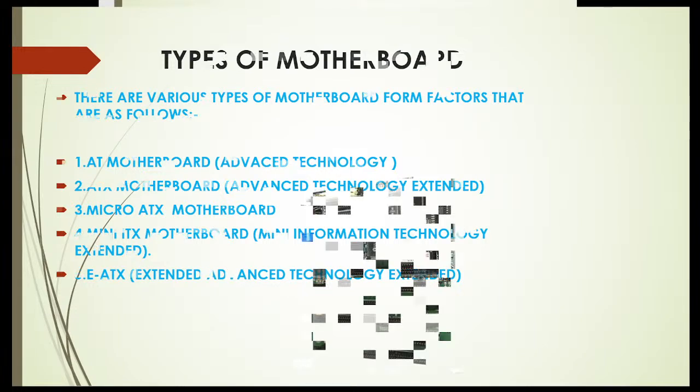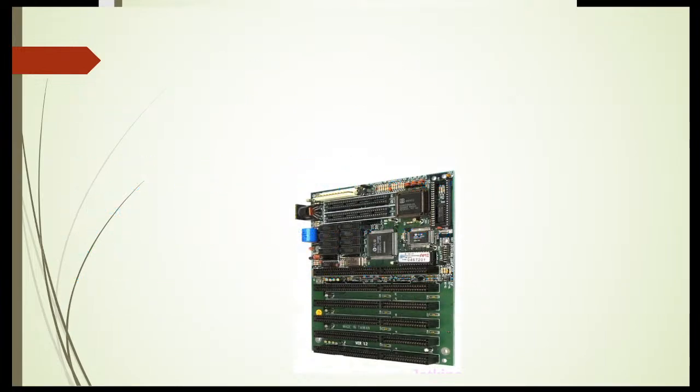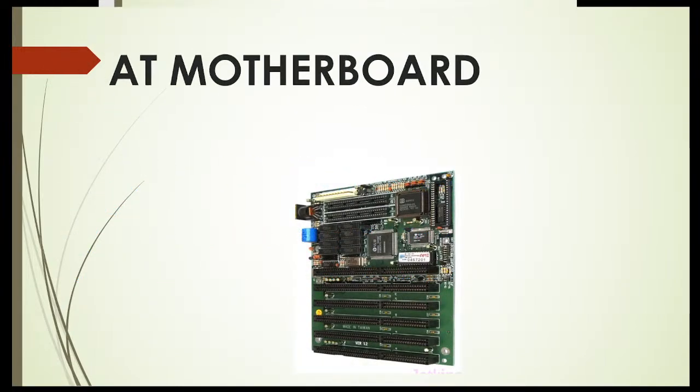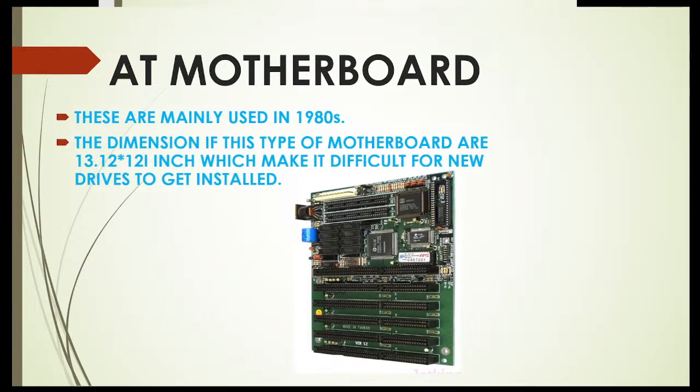The first one is AT motherboard. The main features of AT motherboard are in front of your screen. These were mainly used in the 1980s. The dimension of this type of motherboard is 13.12 into 12 inches, which makes it difficult for new drives to get installed.